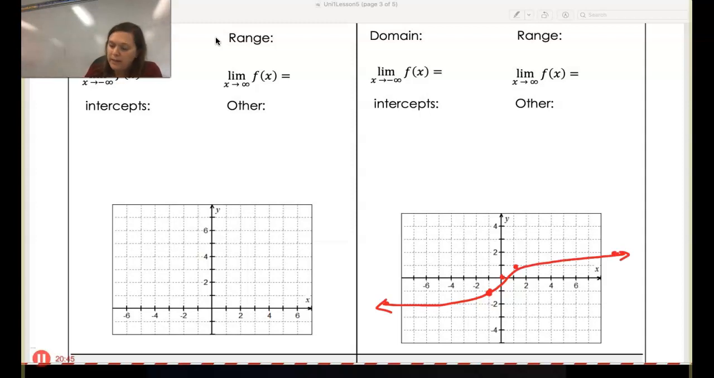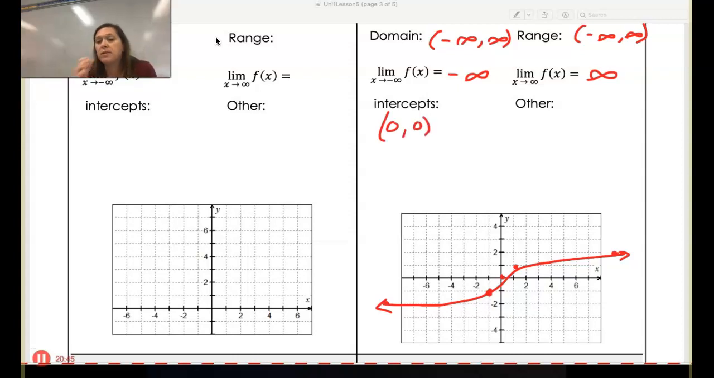All right, so domain, all real numbers. Range, all real numbers. Left behavior is going to -infinity. Right behavior is going to +infinity. Intercept, 0, 0. All right, now let's talk about symmetry. I would definitely say that it's symmetric to the origin, which would make it odd. It's continuous.